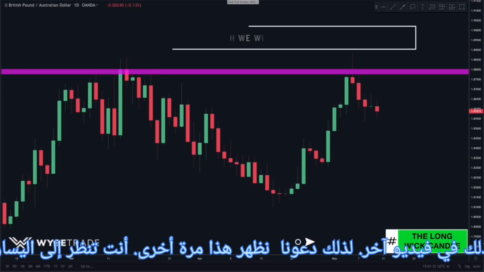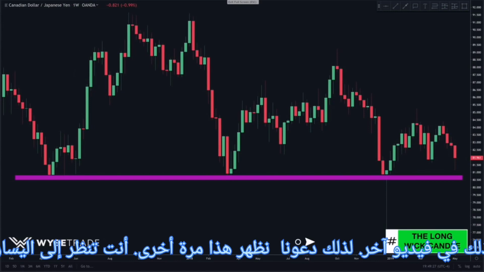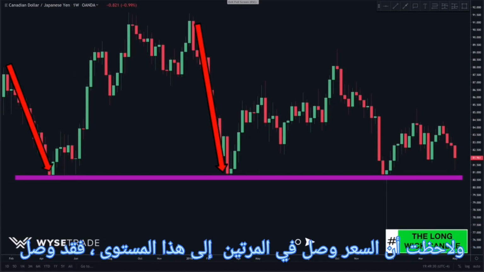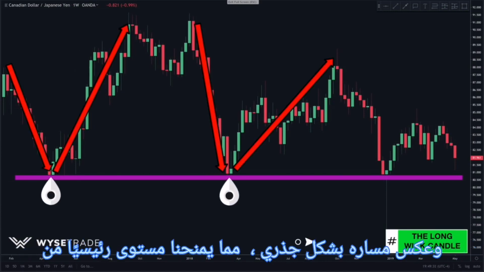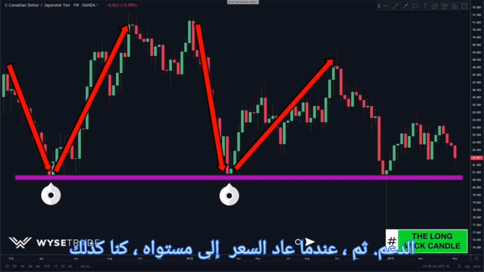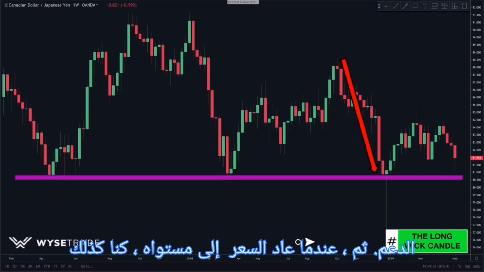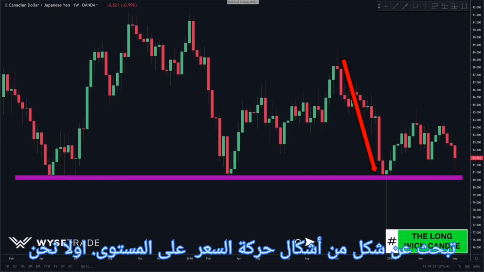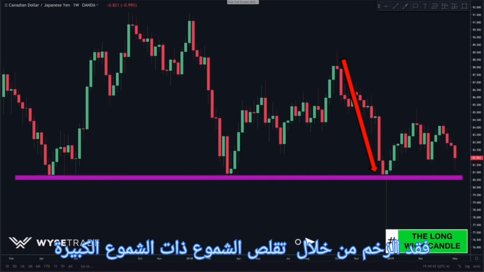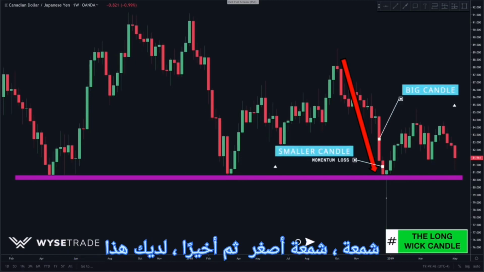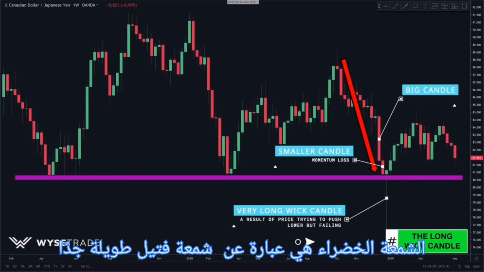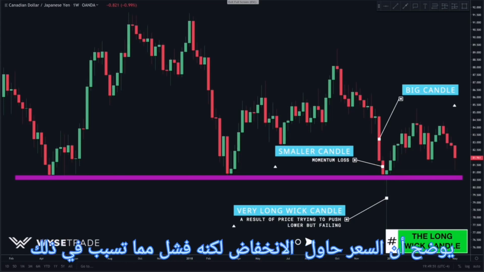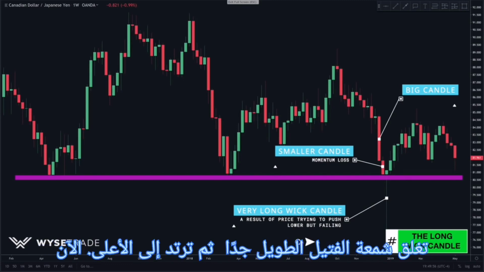So let's show this again. You look left and notice that both times price got to this level, it hit and reversed drastically, giving us a key level of support. Then, as price came back down to this level, we were looking for some form of price action at the level. First, we had momentum loss through shrinking candles with a big candle, a smaller candle, and then finally you had this green candle form that is a very long wick candle, which shows that price tried to push lower but failed, which caused the very long wick candle close and then a bounce upwards.